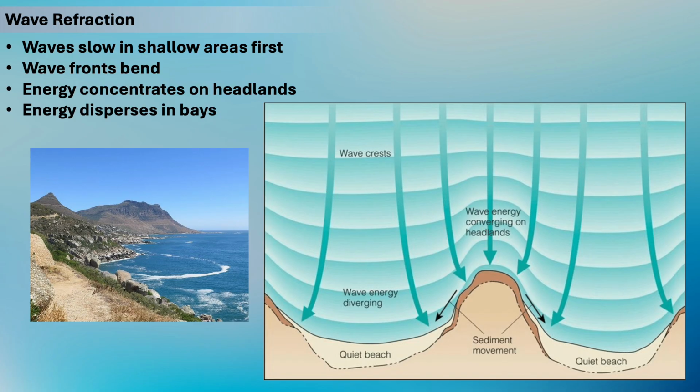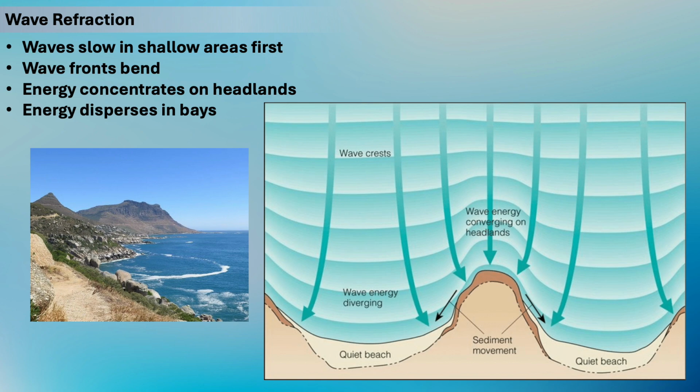Waves rarely approach the shore over uniform depth. The seafloor is irregular. Some areas are going to be shallower than other areas. Because wave speed depends on depth, the part of a wave entering shallow water first slows down first. The rest of the wave continues moving faster in deeper water. This difference in speed causes the wave crest to bend. This bending is called wave refraction.